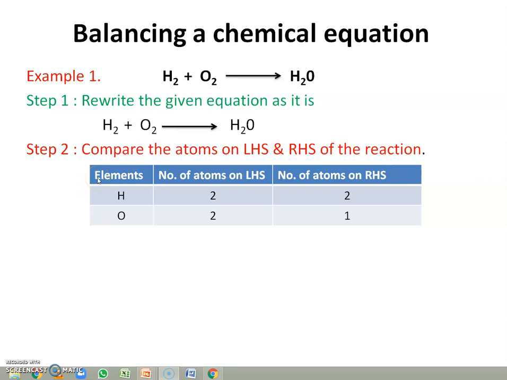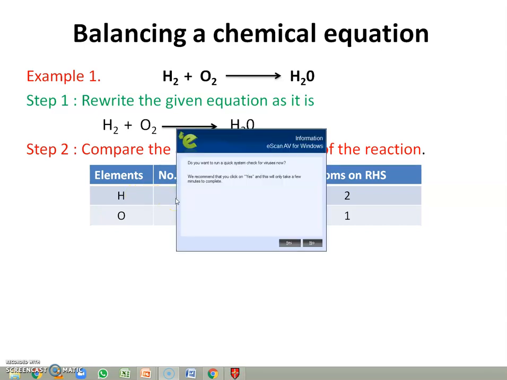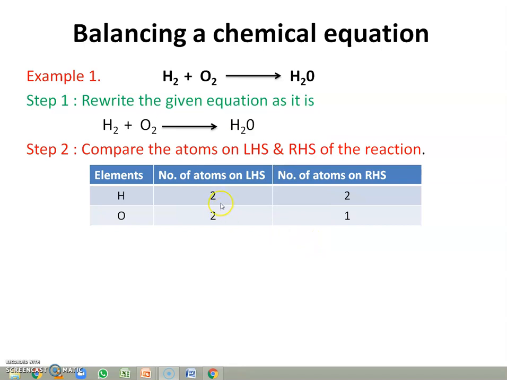In this table, you will see that the elements which are involved in this reaction are hydrogen and oxygen. The number of hydrogen atoms appearing on the left hand side is 2. The number of hydrogen atoms appearing on the right hand side, that means the product side, is 2. The number of oxygen atoms appearing on the left hand side is 2, and the number of oxygen atoms appearing on the product side is 1.